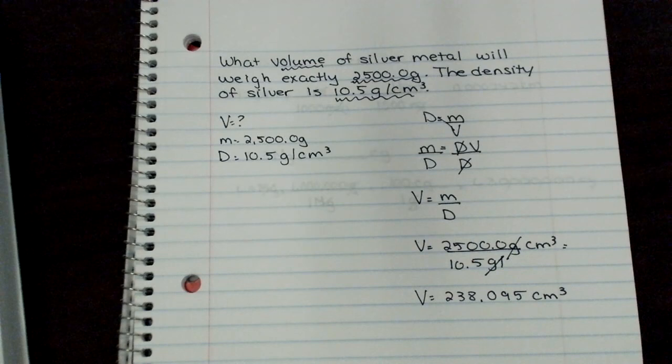Okay, so you have a few more of these practice problems. They're all just what I call plug and chug. Just find your knowns and your unknowns, put them into the formula, and solve for the unknown. If you have any questions, just let me know.